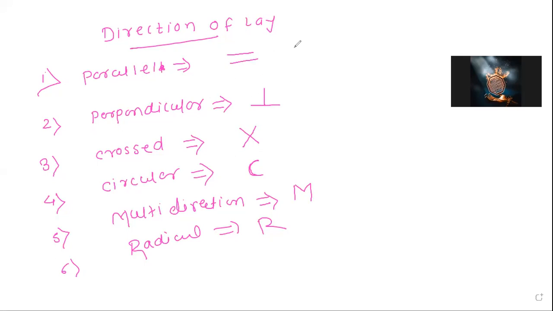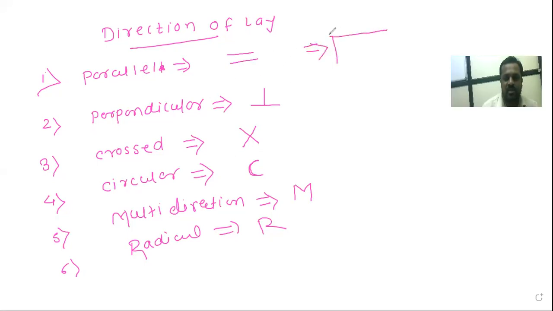Okay. Now see, for your better understanding, I'm going to draw here. See, this is the surface, and if the irregularities look like this, at that time we can call it parallel. See, these are the irregularities on the surface. So this is called the parallel direction of lay.